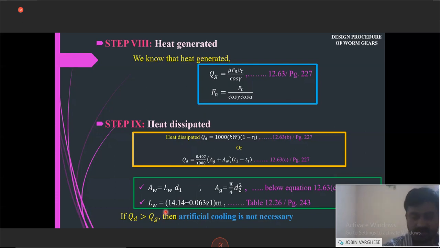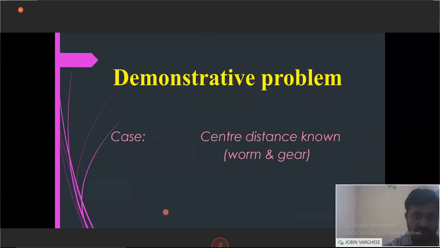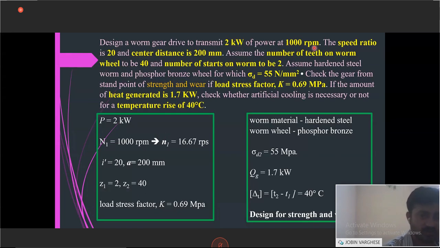So this comes to the demonstrative problem. This is a problem: design a worm gear drive. It has to transmit 2 kilowatts of power at 1000 RPM. The speed ratio is given as 20 and the center distance is 200 millimeters. Assume the number of teeth on the worm wheel is 40 and the number of starts on the worm to be 2. Assume hardened steel and phosphor bronze.